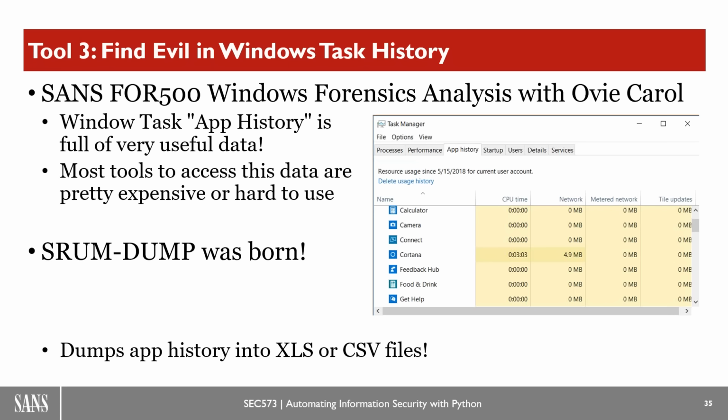If you ever have a chance to listen to Ovi, I was listening to Ovi talk about all the data actually stored in this app history database that's not displayed by the graphical user interface. All this information is kept in what's called the SRUM, or System Resource Utilization Management database that's on your system. But at the time, most of the tools that were available to analyze the SRUM were either very expensive or just not easy to use. And so SRUM Dump was born.